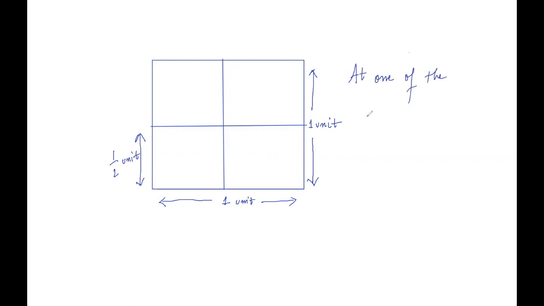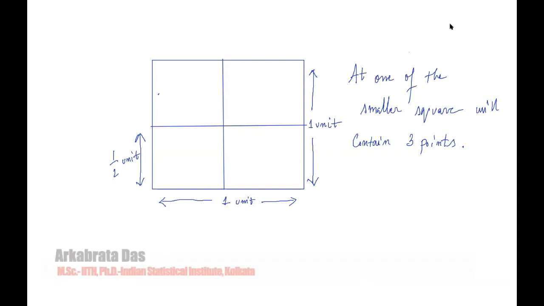One of the smaller squares will contain 3 points. Why? Because suppose you argue that none of them will contain 3 points, then at most they can have 2 points. But if these 4 squares have at most 2 points each, you are placing at most 8 points, but you have to place 9 points. So at least one of the squares will have 3 points. Without loss of generality, let's take that those 3 points are within this square.